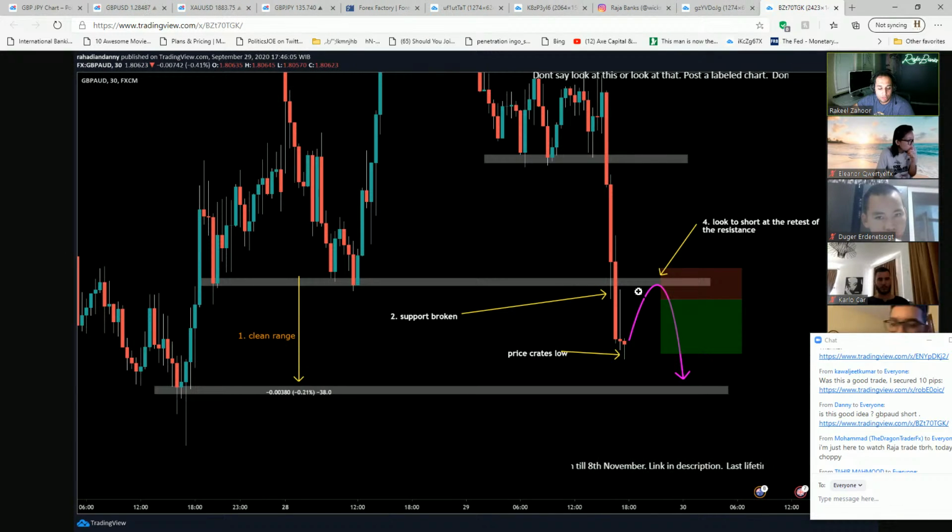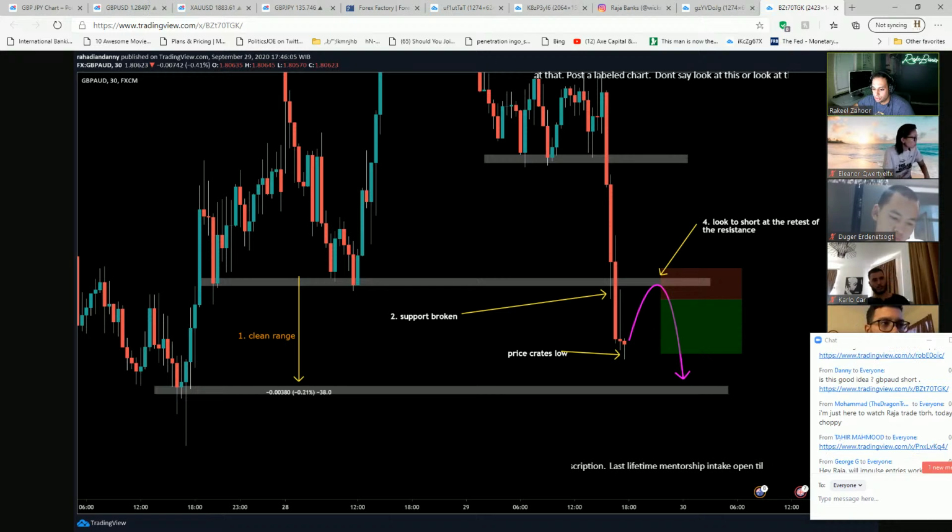This is GBPUSD, to look for a short at the retest of resistance. This is actually a pretty good idea. You're waiting for price to kind of retrace, create a minor resistance, and then continue moving bearish.